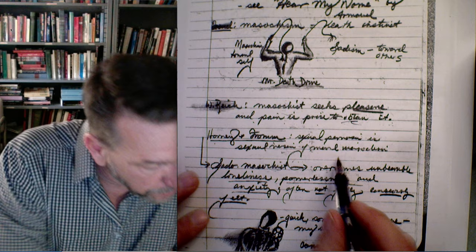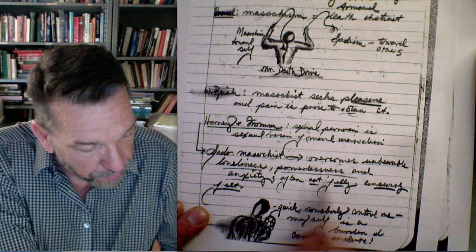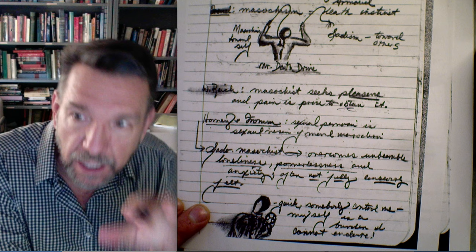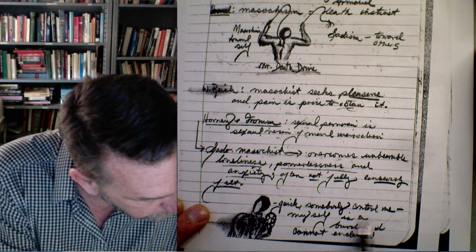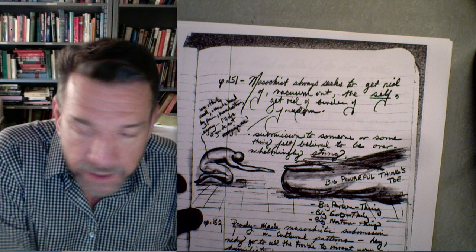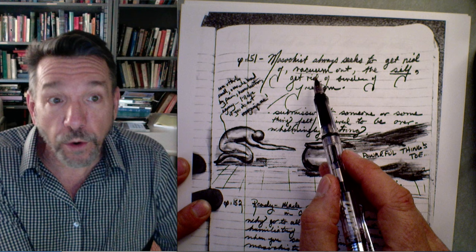So the sadomasochist overcomes unbearable loneliness, powerlessness, and anxiety that is often not fully consciously felt. It's often denied, right? I'm strong. I'm going to do this anyway. But it's usually trying to mask and keep down an unconscious feeling of powerlessness, loneliness, and anxiety. So: quick, somebody control me, myself is a burden that I cannot endure. That's the masochist. Or: quick, somebody let me control them because myself is a burden. So I'm going to lose myself in my pleasurable control of other people. That's the sadist. So the masochist then seeks to get rid of or vacuum out the self, get rid of the burden of freedom, right?